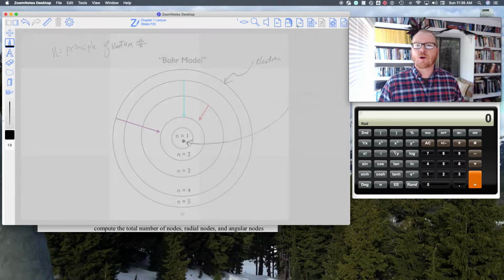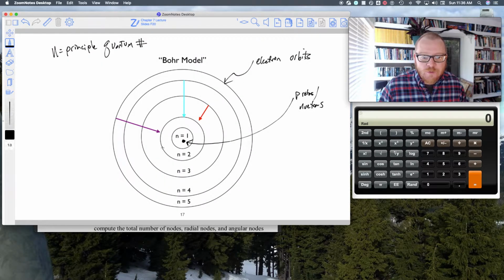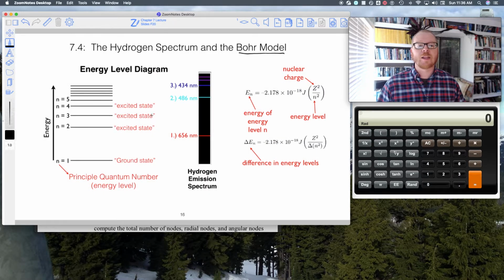Okay? Now look, we've got this n equals 2 level right here. Or n equals 3 or 4 or 5, 6, 7, 8, 9, 10. They're whole number integers. Okay? Those are what we call excited states. All right? And what happens in these excited states is we typically pump energy in.